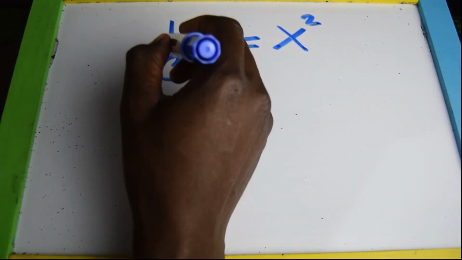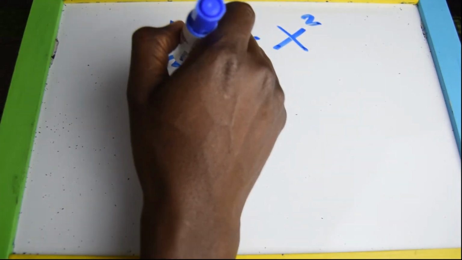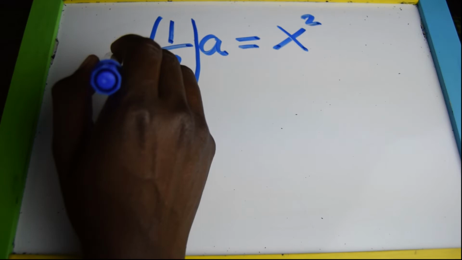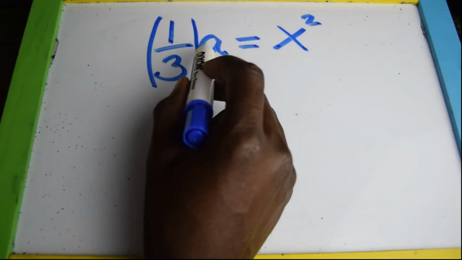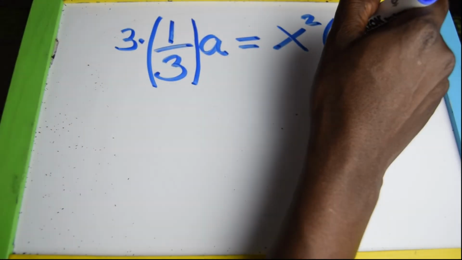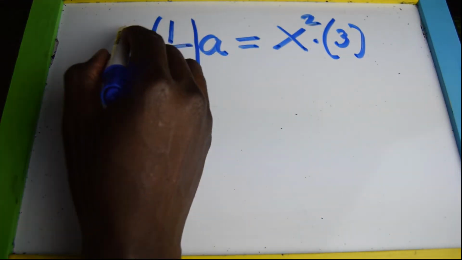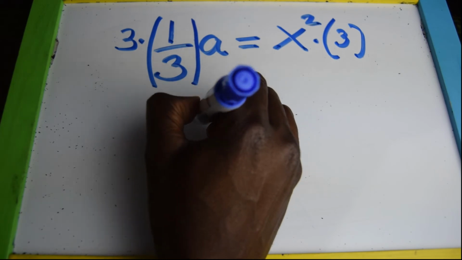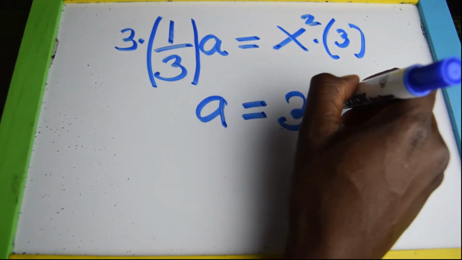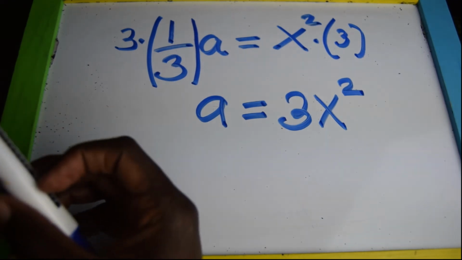How do I get A by itself? This 1 over 3, what I know is if I multiply this 1 over 3 by 3 or by 3 over 1, they'll cancel out and I'll have A by itself. So I'll multiply 3 here, and what I do to the left, I have to do to the right. So I'll multiply 3 there. So 3 times this is 1. So I just have A by itself here equal, and here 3 times that will be 3x power 2. Quite easily done.